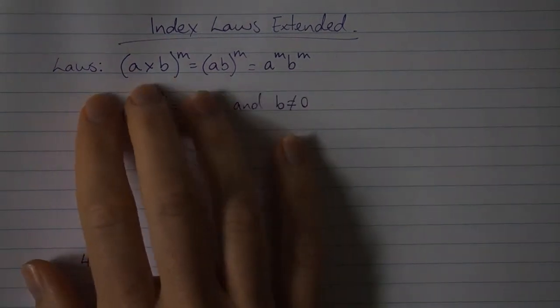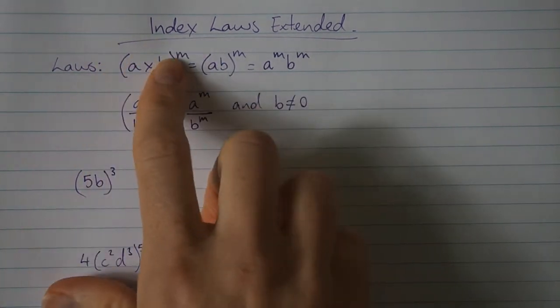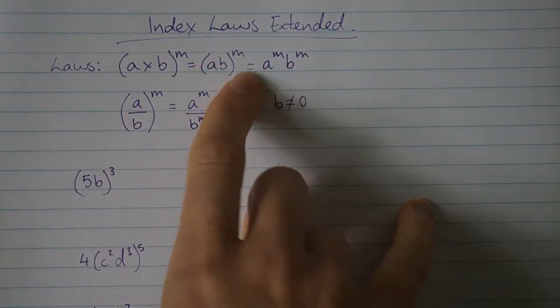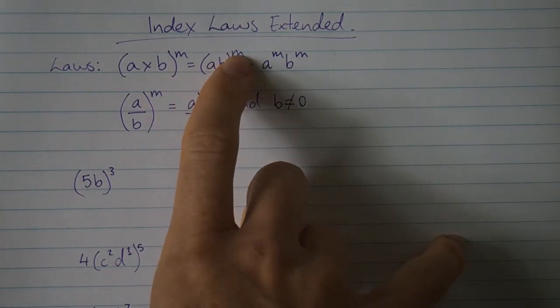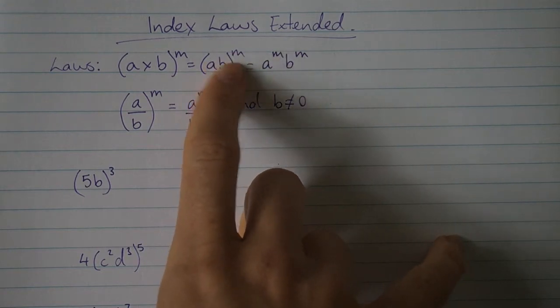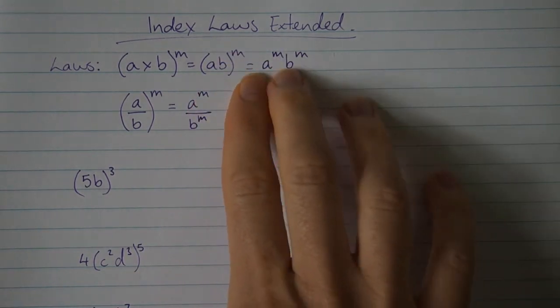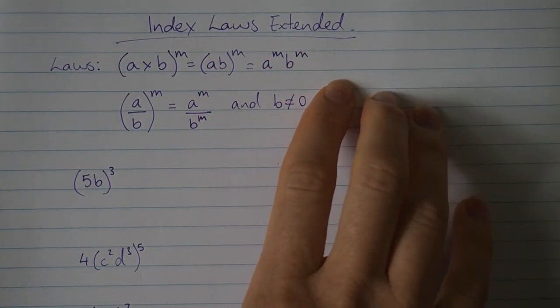Okay, so if we're given a times b, or an expression in brackets, all to the power of m, we can write it obviously as ab to the power of m, but what that means is we can split the terms. So this really means that a is being put to the power of m and b is also being put to the power of m. Okay, that helps us to be able to then simplify the expression, if we're given other terms as well.